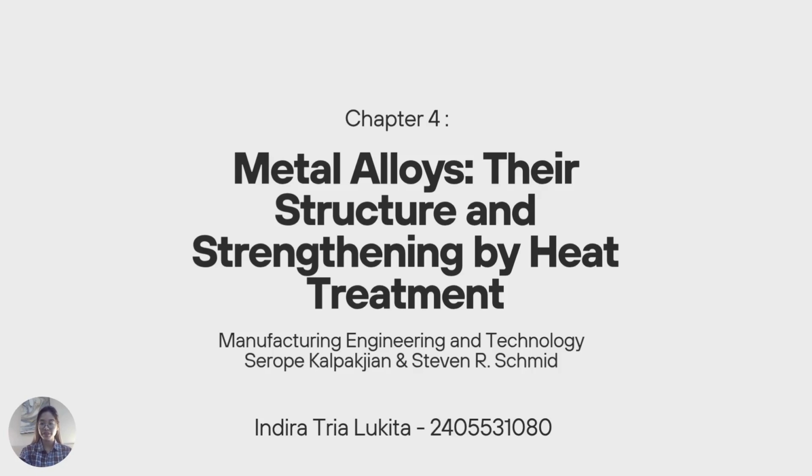My name is Nindhia, with the student ID number ending in 080. Today, I'll be presenting Chapter 4, Metal Alloys, Their Structure and Strengthening by Heat Treatment, from Manufacturing Engineering and Technology by Kalpakjian and Schmid. This chapter focuses on how metals can be strengthened, modified, and optimized through alloying and heat treatment. We'll look at how composition, atomic structure, and thermal history determine mechanical behavior, and how engineers use these relationships to design materials for modern applications.